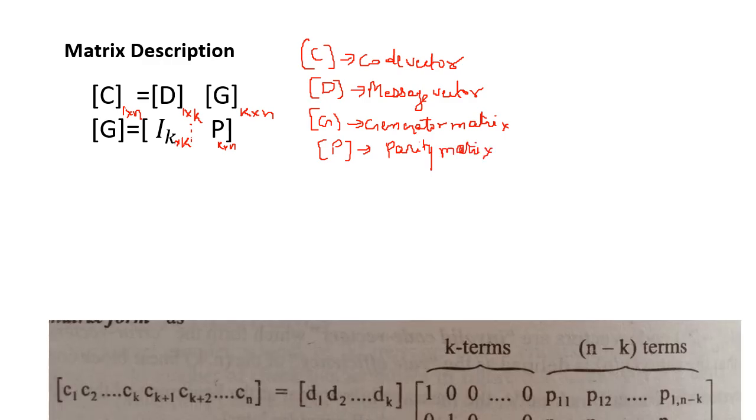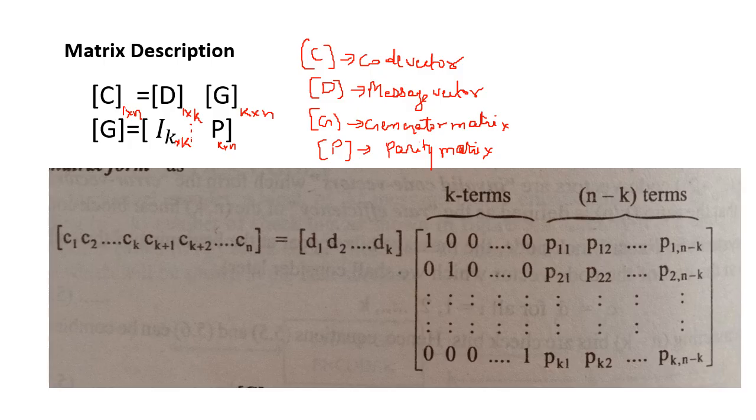Usually we can write C = [C1, C2, ..., Ck, Ck+1, up to Cn], so it is basically a 1 cross n matrix, and the data D = [D1, D2, D3, ...], which are the respective bits of the given message, of size 1 cross k. And this matrix G is usually going to have an identity matrix I_k concatenated with the parity matrix, and these P11, P12, etc. are nothing but either ones or zeros of the given parity matrix.